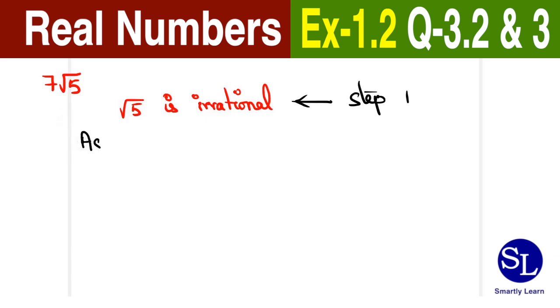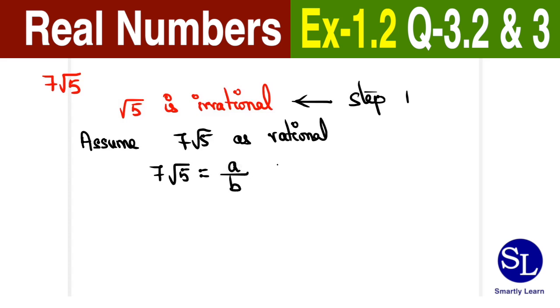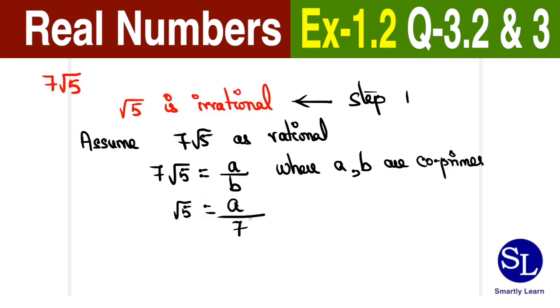So assume 7 root 5 is rational. Once I assume 7 root 5 as rational, it means that 7 root 5 can be expressed as A by B, where A and B are coprimes, meaning they don't have any common factor among them. Now, I can also rearrange this expression as root 5 is equal to A by 7B. I'm just bringing the 7 from here.